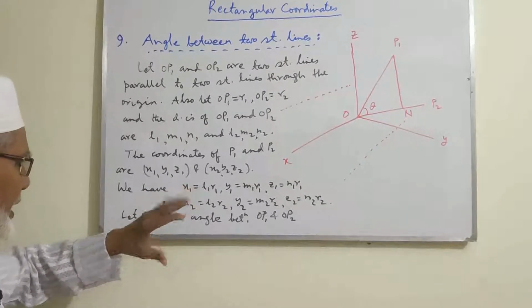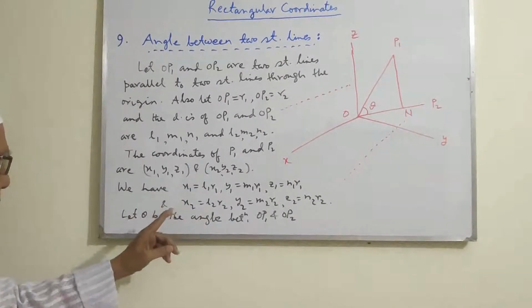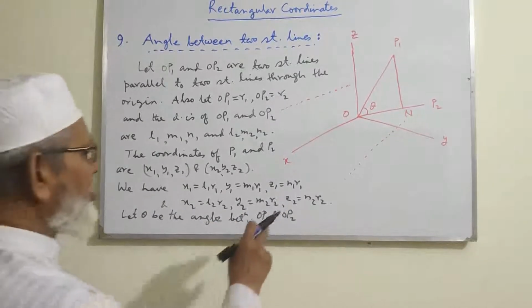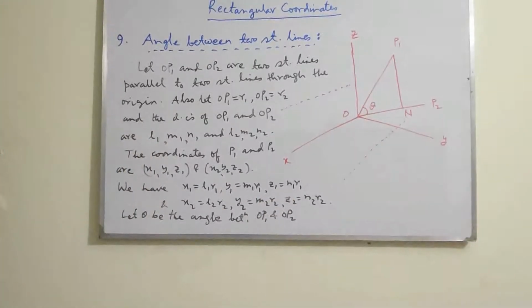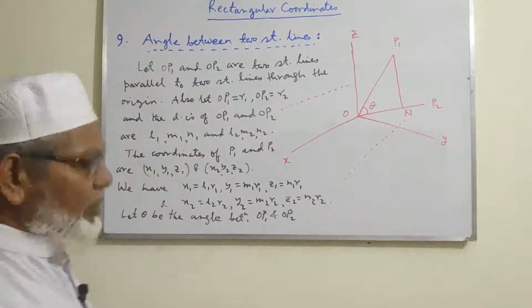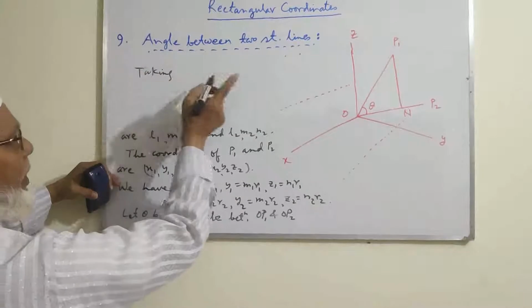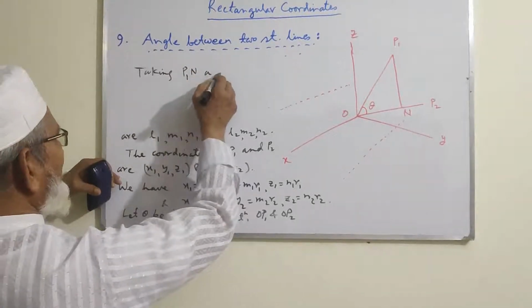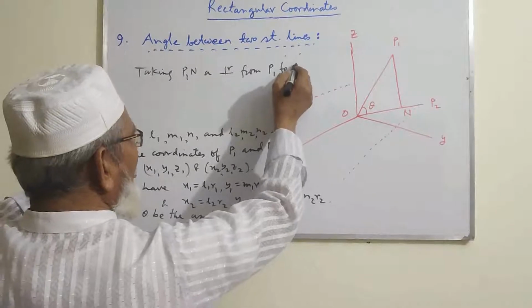We know the relation between direction cosines, coordinates and distance: x1 equal to L1 r1, that is L1 is x1 by r1, so y1 equal to m1 r1, z1 is n1 r1. Similarly, x2, y2, z2 are l2 r2, m2 r2 and n2 r2. Let theta be the angle between OP1 and OP2. Therefore, taking P1N a perpendicular from P1 to OP2.